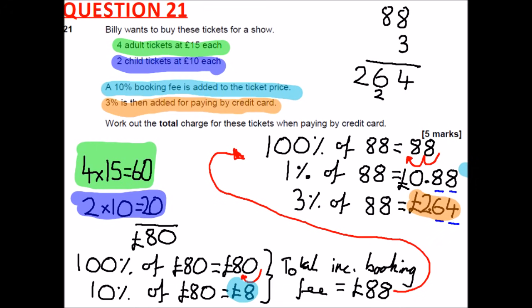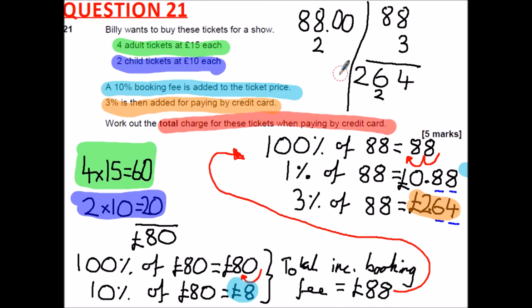Finally, what we need to do to work out the grand total charge of these tickets when paying by credit card is to work out the £88 we had here plus the final charge of £2.64. So £88 plus £2.64.